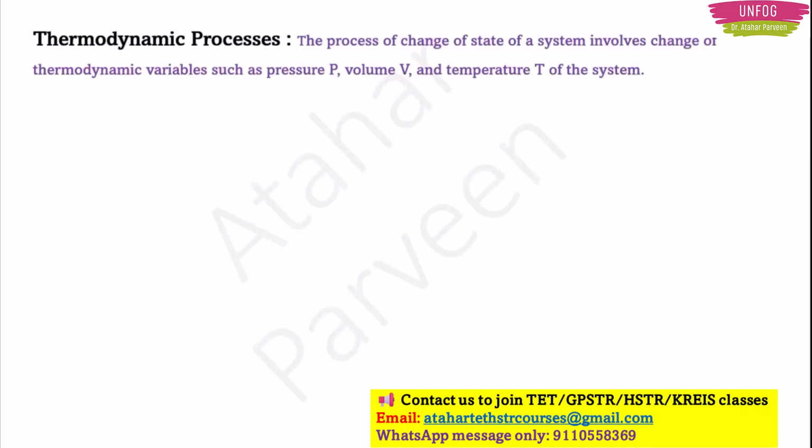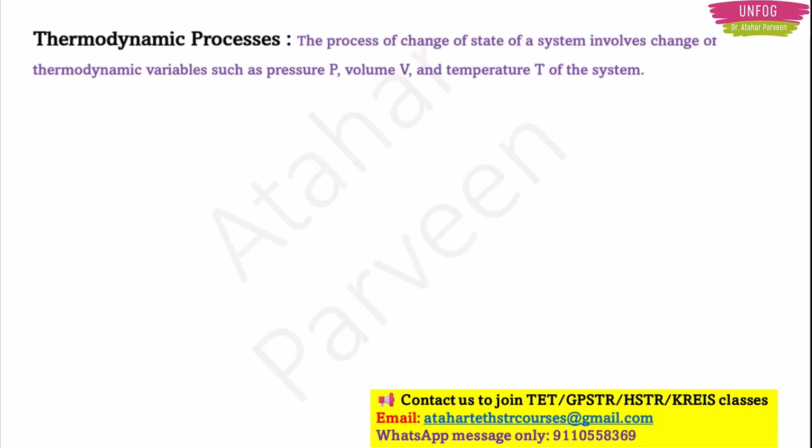Now let's talk about the various thermodynamic processes. First of all, what is a thermodynamic process? A thermodynamic process is just a change of state of a system, but this change involves a change of macroscopic or thermodynamic variables. What are they? Pressure, volume, temperature, mass, composition, etc. So if there is any change of a system and it involves the change of these variables, then that process is known as a thermodynamic process.